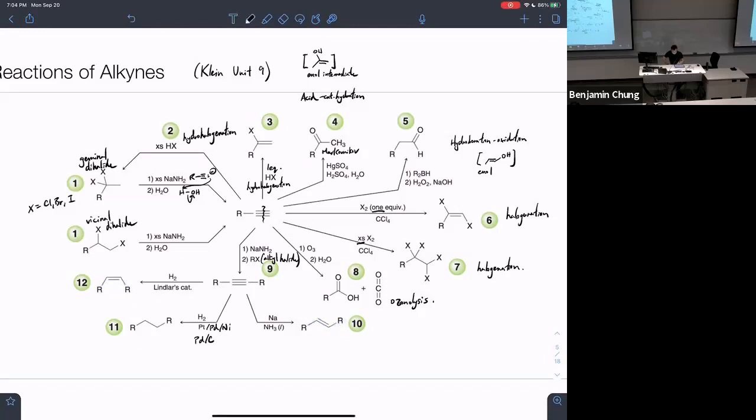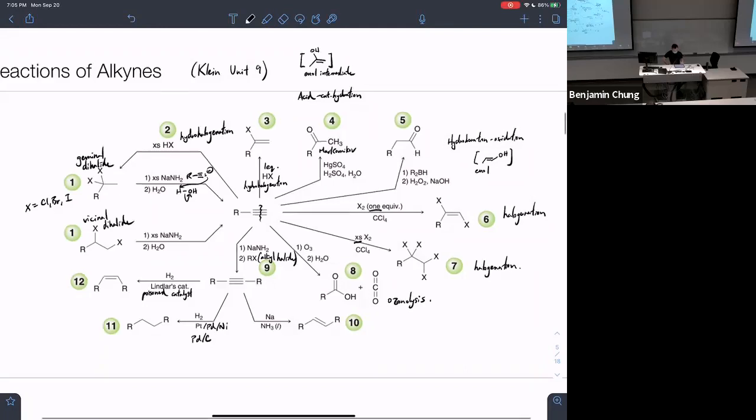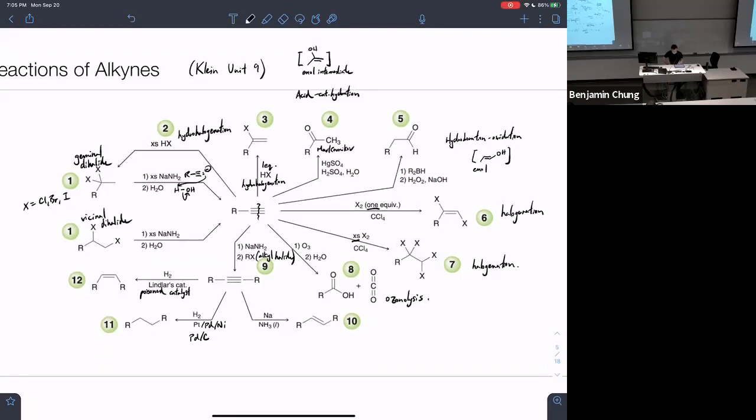So Lindlar's catalyst is basically just a poisoned catalyst. Poisoned meaning there's impurities inside the catalyst to kind of limit its reactivity. I'll be talking more in detail about that later on, so you don't have to worry about that too much. But just know that with Lindlar's catalyst, you can get a trans, sorry, that's not trans. You can get a cis alkene.